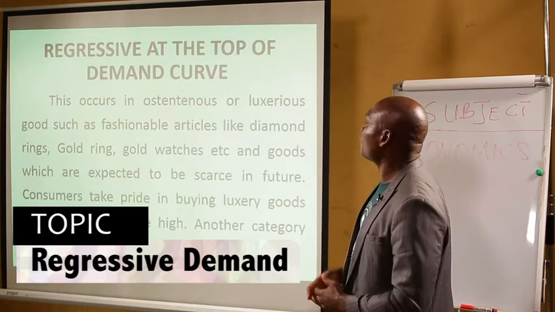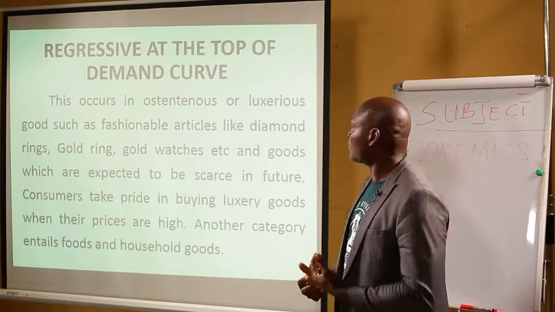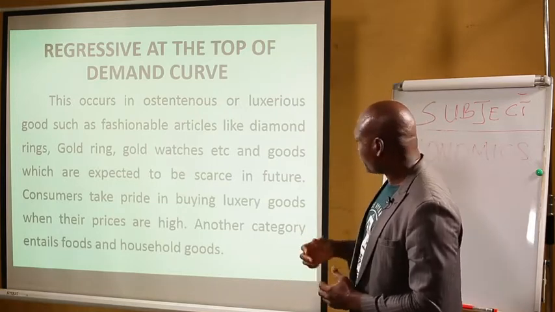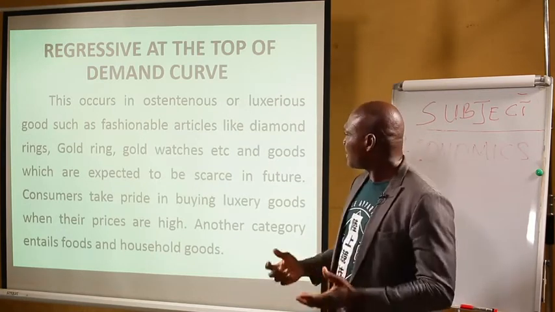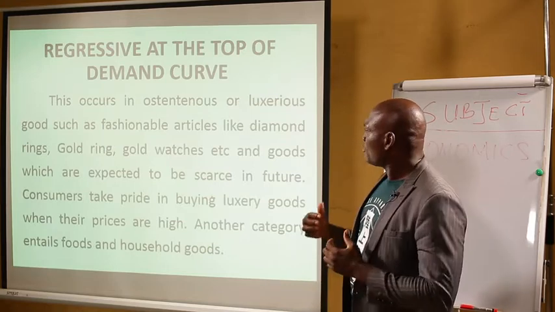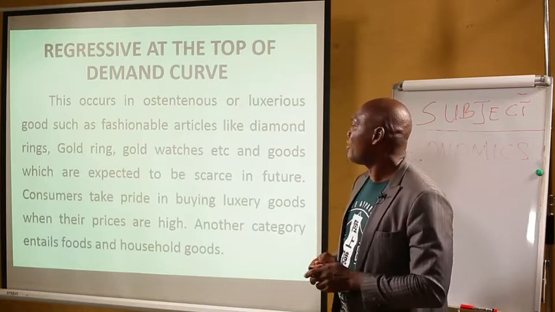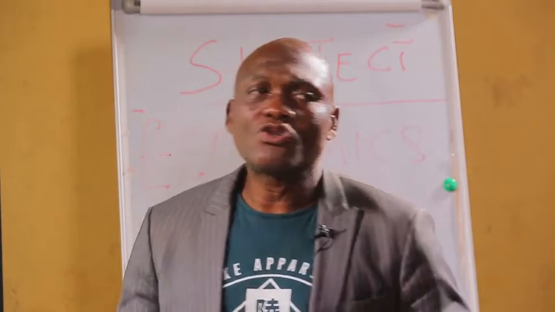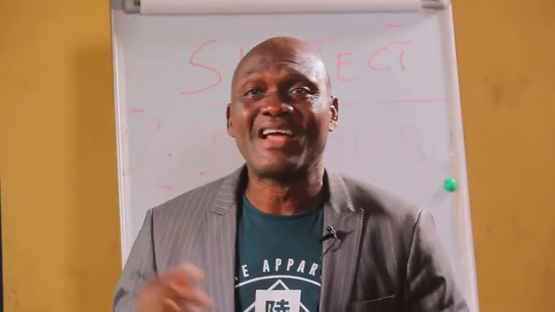This occurs in ostentatious or luxury goods. These luxury goods are also called ostentatious goods, such as fashionable articles like diamond rings, gold watches, and so on. And goods which are expected to be scarce in the future. When goods are expected to be scarce in future, consumers rush to the market to buy those goods, even if the price is very high, because they know that if they don't buy it now, they may not be able to buy it again.